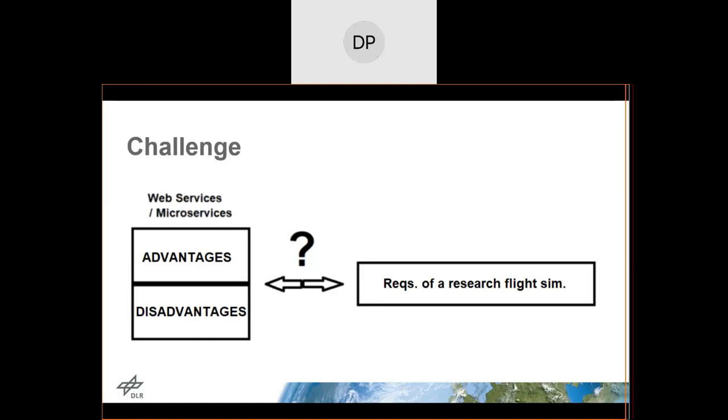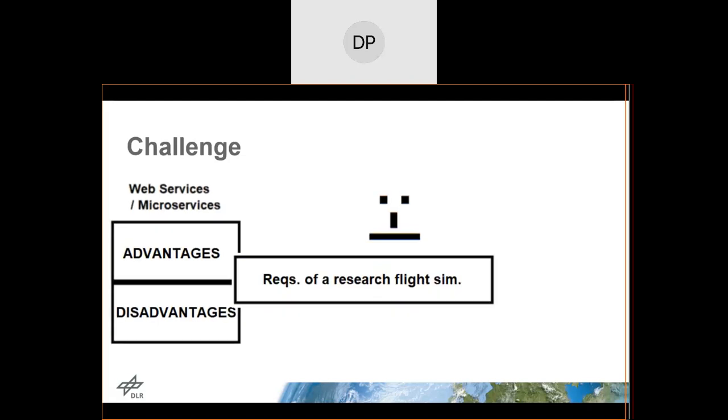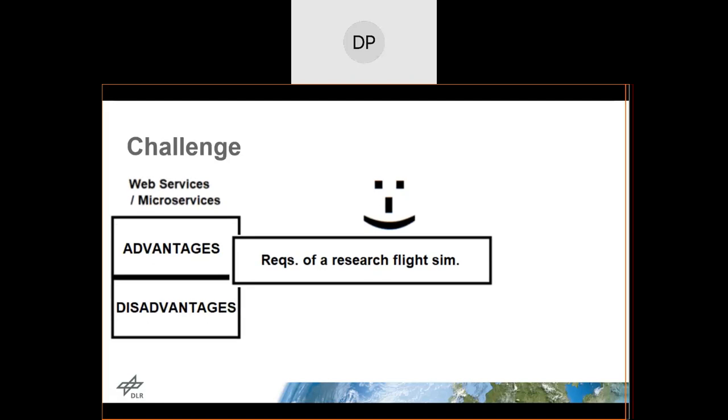And so the question is the advantages and disadvantages of microservices on the one side and, on the other side, the requirements of a research flight simulator. This would be very bad if your requirements can only cover the disadvantages. This would be nice, but really what we have, or what we target to have, is that the requirements of a research flight simulator really address more the advantages of microservices.